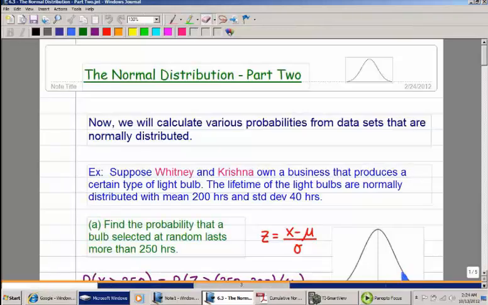This video is the normal distribution part 2. Now in this lecture, we assume that you have a basic knowledge of the normal distribution from part 1 and understand how to read and find areas from the graph. What we're going to do now is look at various application problems that use the normal distribution and how to calculate probabilities from the normal distribution.